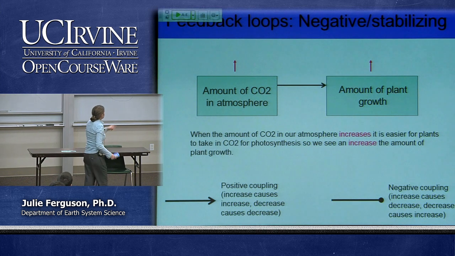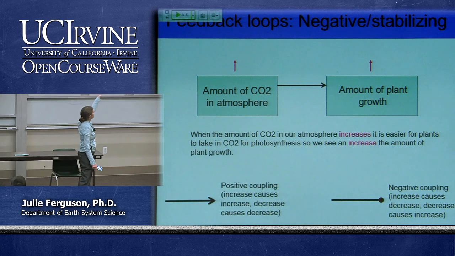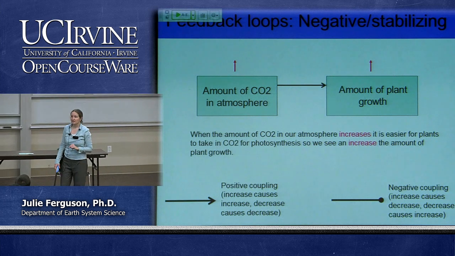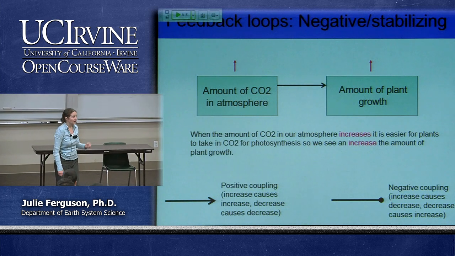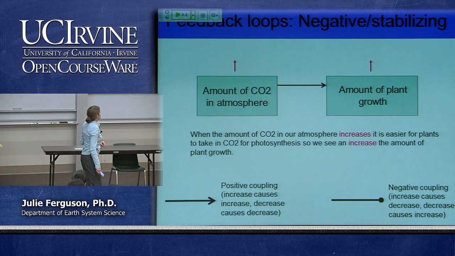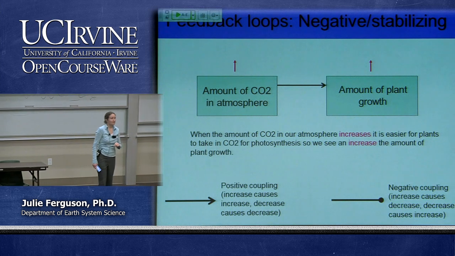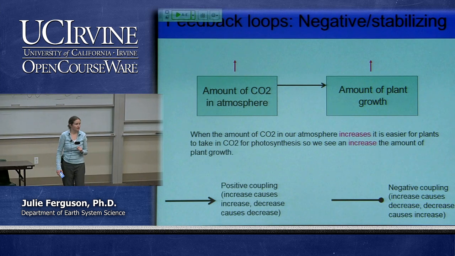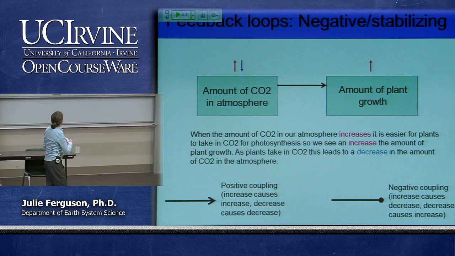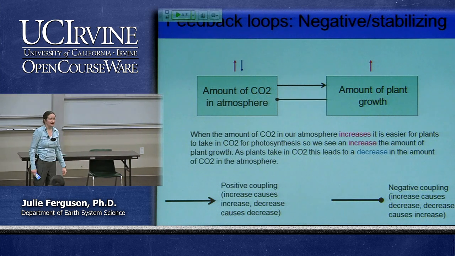And so in this case, an increase of plant growth is leading to a decrease in the amount of CO2 in our atmosphere. An increase leading to a decrease is what we call a negative coupling, and to represent that, we draw a little arrow with a circle. Okay? So that's what that represents.